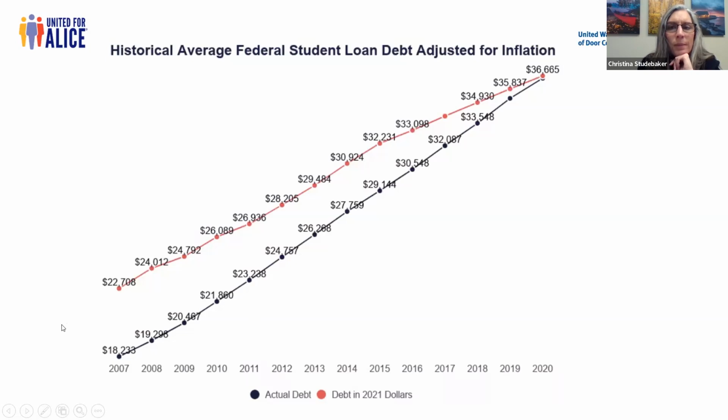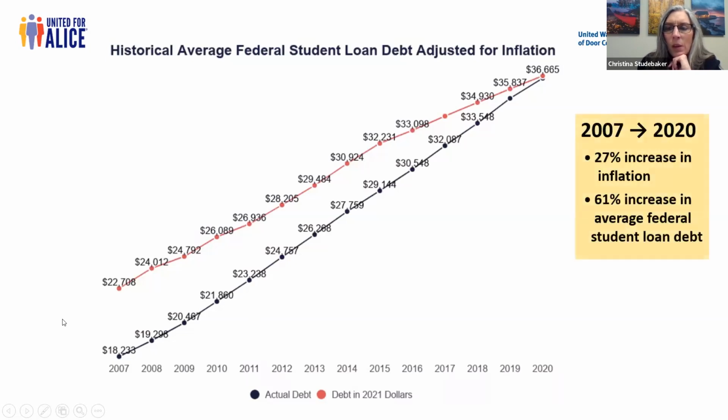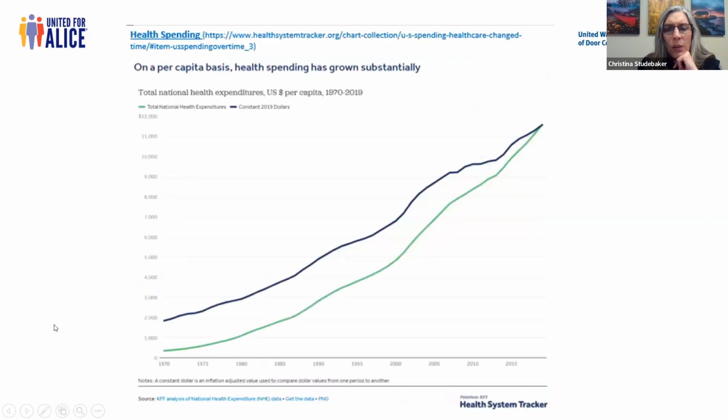Yeah. So a 61% increase in student loan debt compared to a 27% increase in inflation. So once again, just a useful comparison. Healthcare, everyone knows healthcare spending is going up, but this helps you see how much.